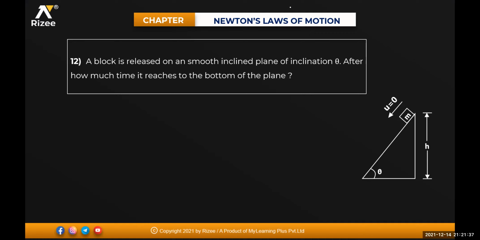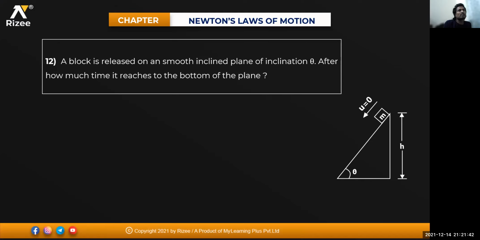See what it is telling is the block is released on the smooth inclined plane of inclination theta. So when the block comes somewhere here, you see the weight of the body acts in the downward direction, m into g. This is your normal N. So resolve it in this direction, and if this is theta, this one is also theta. So this will become mg into cos theta, and this will be equal to mg into sin theta.